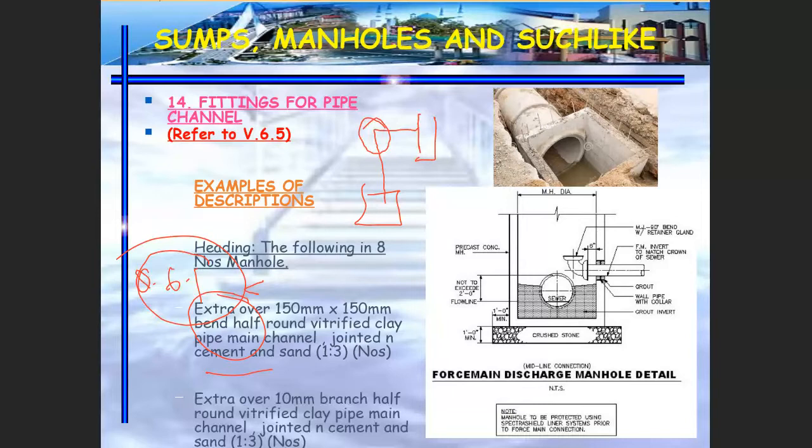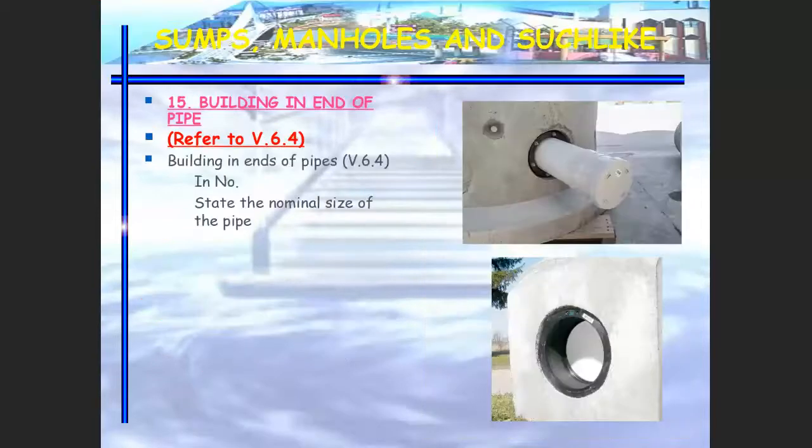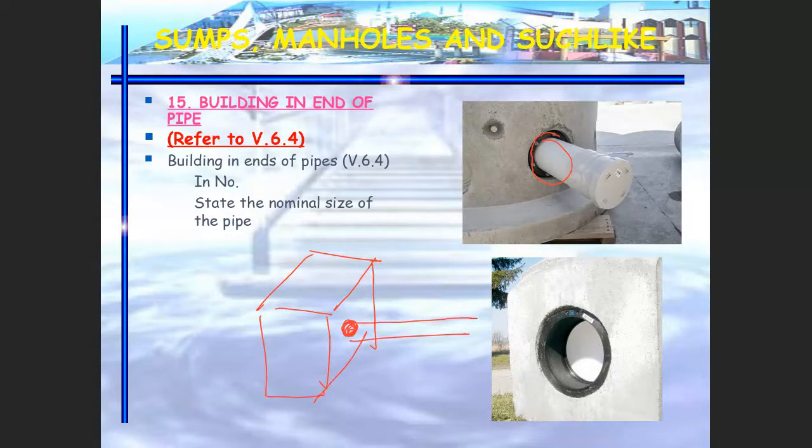Okay, building to the end of the pipe. Okay, this is the building on the end of the pipe, as what I did mention. Let's say this is your manhole. You need to have one manhole here to connect between another manhole. So this is the meaning of building to the end of the pipe. Measure in number. You have to state the nominal size of the pipe connected to that particular manhole.